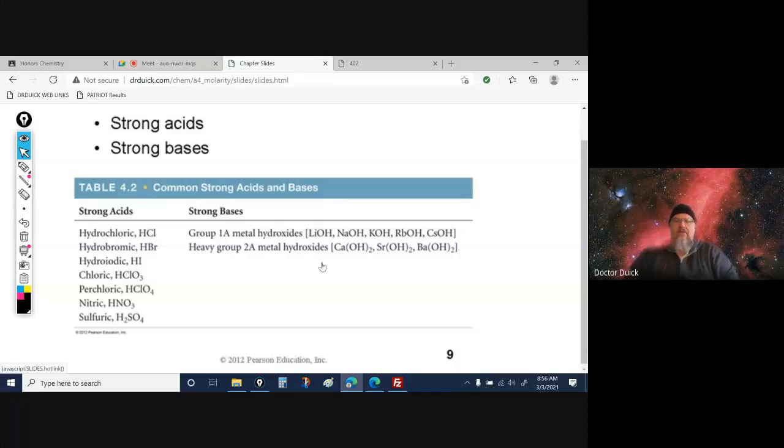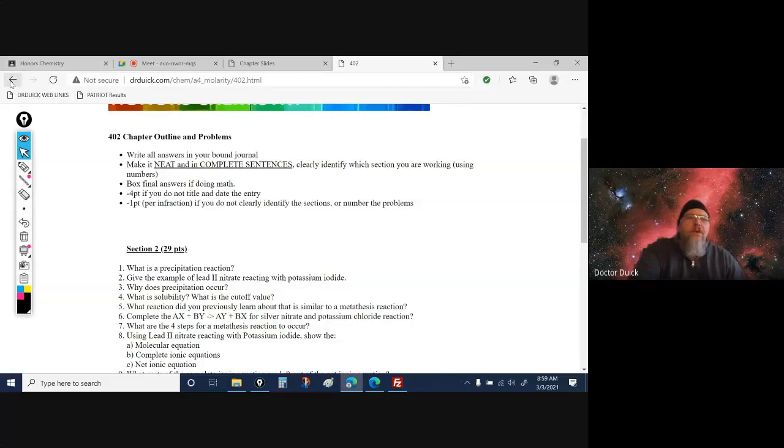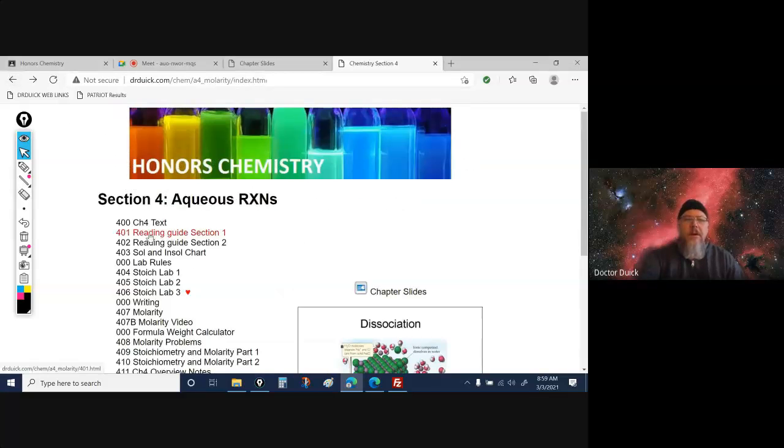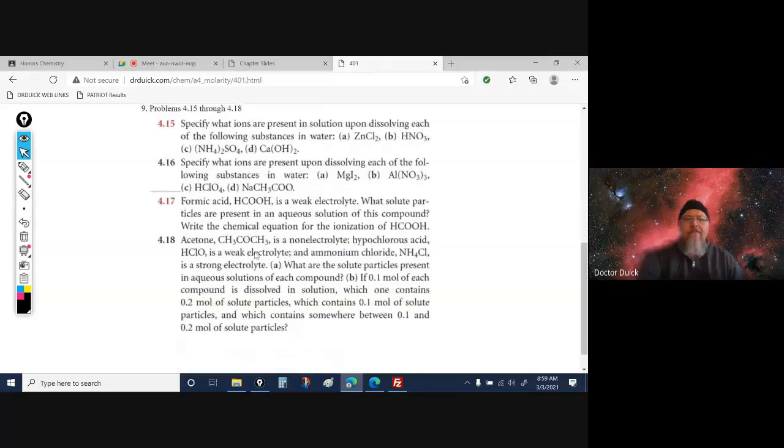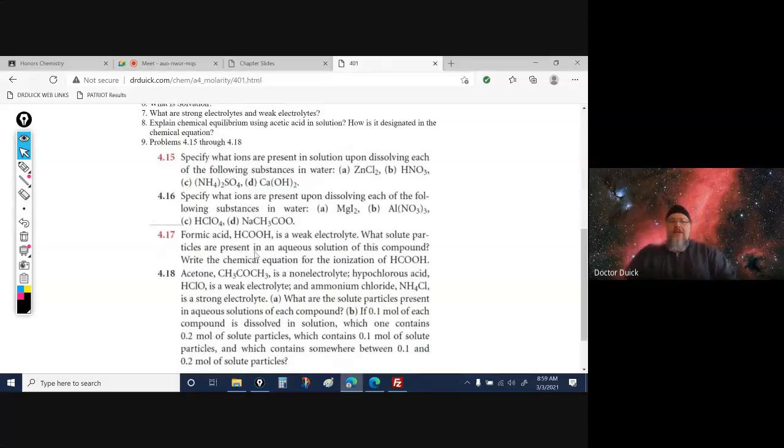And then I'm going to flip back and we're going to look at some of those problems. We'll do that together. So let's take a look at these problems. Well, not these problems, 401 problems. Boom. So 415: specify what ions are present in solution when dissolving each of the following substances in water. All righty. This should be easy.